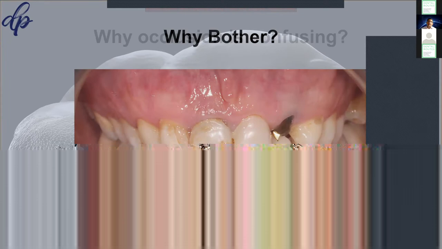Now, if it's very minor when you assess it and you really don't want to take it out, okay, the patient may get used to that. But if you have the ability to take it out while maintaining contact, then it's best to do that.